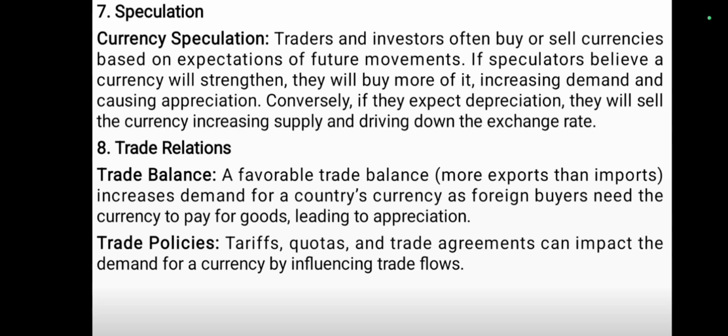In some conditions, if the tariffs or the quotas are more, then obviously we'll have a declining impact on the particular investments.